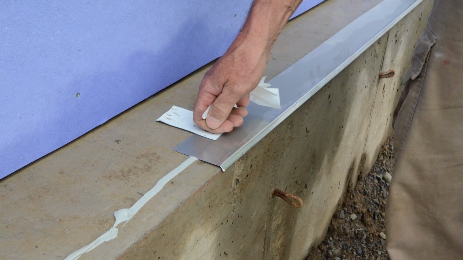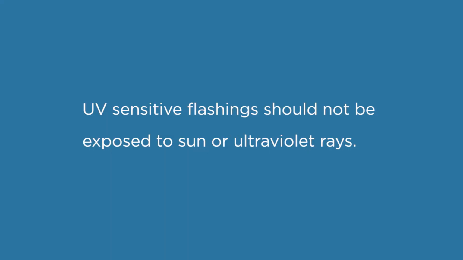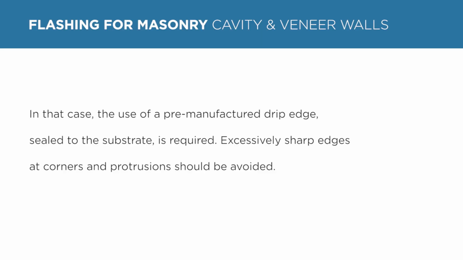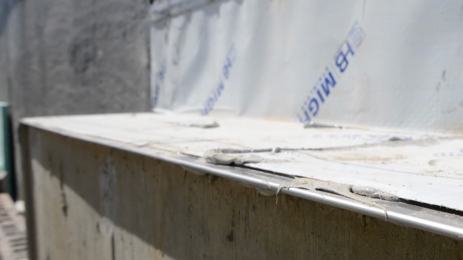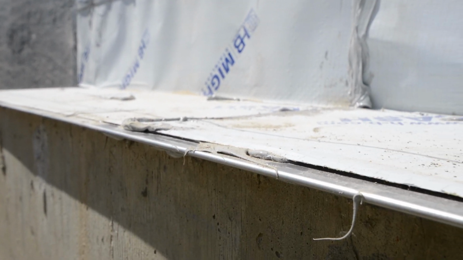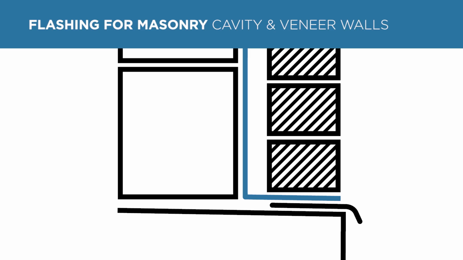UV sensitive flashing should not be exposed to sun or ultraviolet rays. In that case, the use of a pre-manufactured drip edge, sealed to the substrate, is required. Excessively sharp edges at corners and protrusions should be avoided. When flexible or composite flashing is installed over a metal drip edge, the flashing is typically held back 1/2 to 3/4 inch from the face of masonry. The flashing should lap the drip edge by a minimum of 1 inch and be sealed to the drip edge with the manufacturer's approved adhesive or sealant.